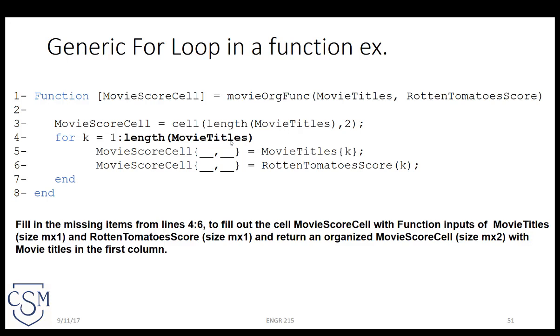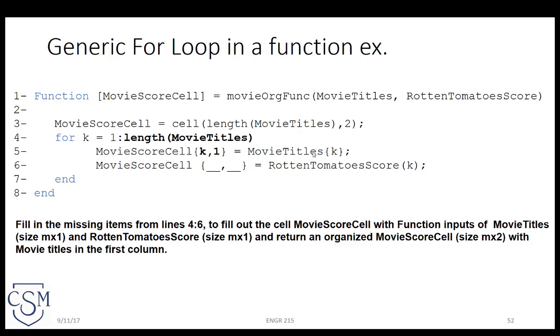So you shouldn't do a fixed value if you don't know how many movie titles your user is going to give your function. Well, what should I do here? I'm going to be building up my movie score cell, and what should be the addressing for this? And of course, it's k, comma 1. That's because k will hold the row, and I'm going to put them in the first column. So I'm going to put the kth item of movie titles.